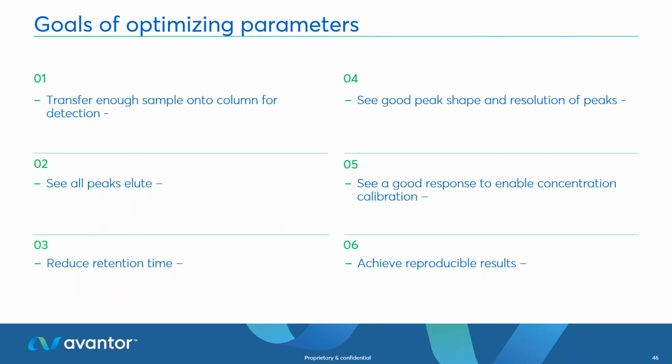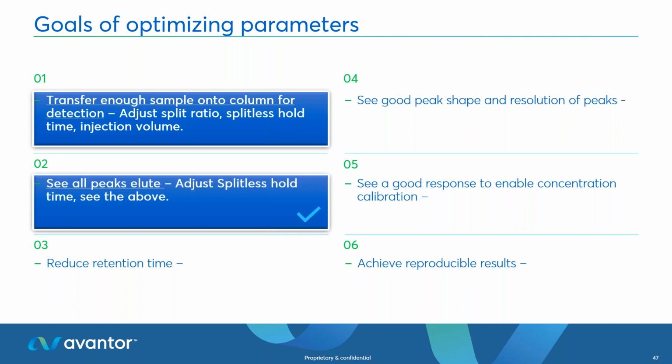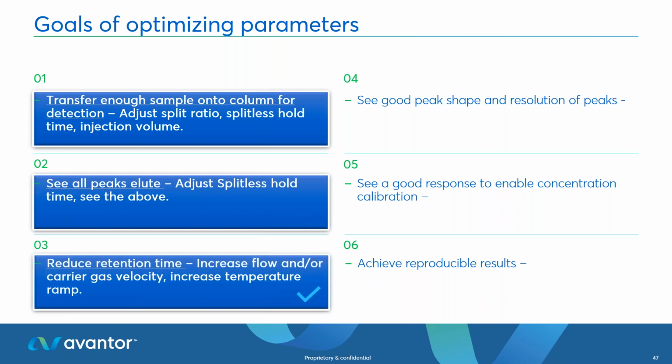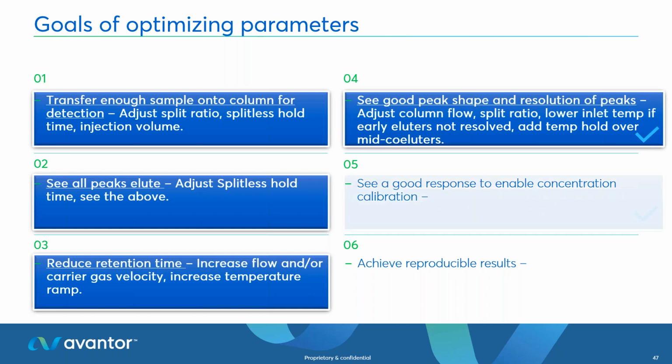So we've gone through a few ways you can adjust the method as you're developing it. We want to make sure we've transferred enough sample onto the column for detection. We want to see all the peaks elute, and if we're not, what can we adjust to get those peaks back? Reduce the retention time, because we want good resolution, decent separation, but also not taking too long. We want to see good peak shape, again, the resolution. There's lots of things we can adjust to improve that.